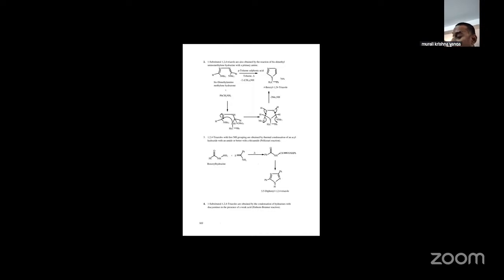1,2,4 triazoles. 1,2,4 triazoles also exhibit tautomerism: 1H 1,2,4 triazoles and 4H 1,2,4 triazoles. One-substituted 1,2,4 triazoles are obtained by cyclodehydration reaction of N,N-diacyl hydrazines with primary amines. One-substituted 1,2,4 triazoles are also obtained by the reaction of bis dimethylaminomethylene hydrazine with primary amines.